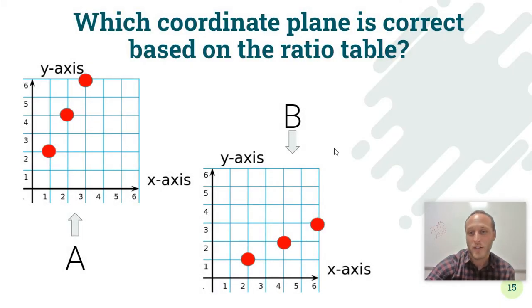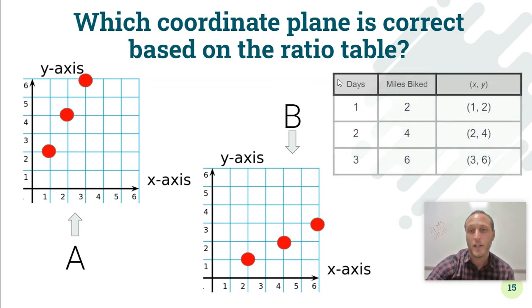All right, the last question I'm going to give you today. Which coordinate plane is correct based on the ratio table that I'm providing you? So here's our ratio table. This is miles biked in how many days? So in 1 day, I biked 2 miles. In 2 days, I biked 4 miles. In 3 days, I biked 6 miles. And then boom, over here, I put them as ordered pairs. 1, 2, 2, 4, 3, 6.